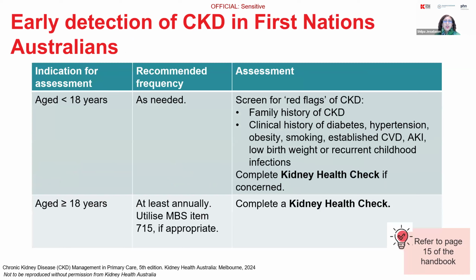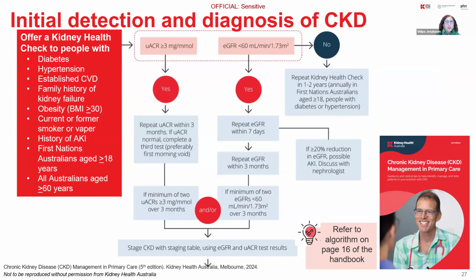For First Nations Australians, slightly different. The risk of chronic kidney disease is so high that really you've got to be convincing yourself not to do a kidney health check rather than finding reasons why to do one, okay? And we hear a lot from First Nations Australians that they are very interested in early detection to turn around the burden of chronic kidney disease in their community. And so this is how you do it.